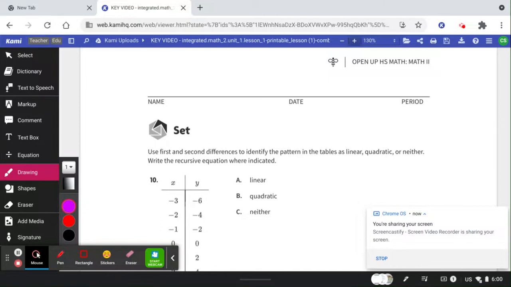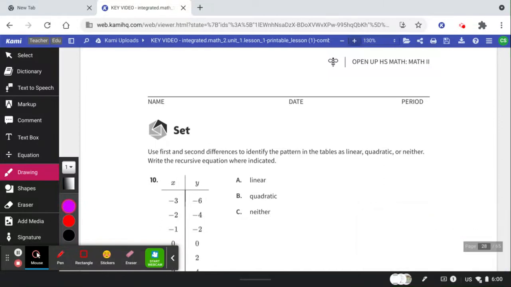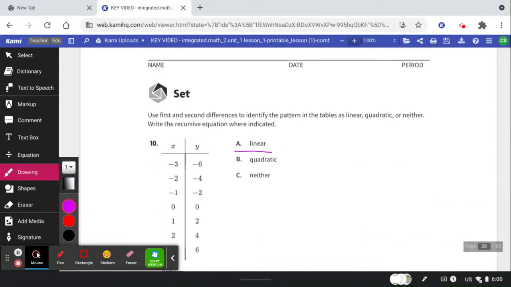All right, let's look at the 1.3 set. We're looking at tables. We're going to decide if it's linear, quadratic, or neither, or exponential, I guess is the other one we're used to. It's asking us to write the recursive, but as a bonus, we're going to also see if you can write the explicit. So let's take a peek.